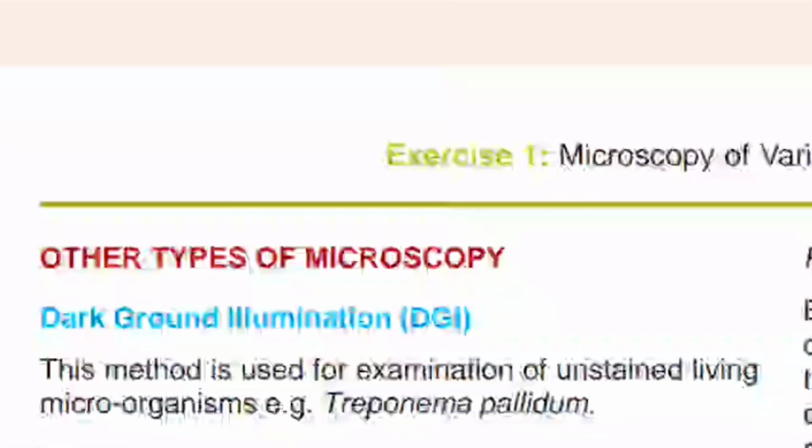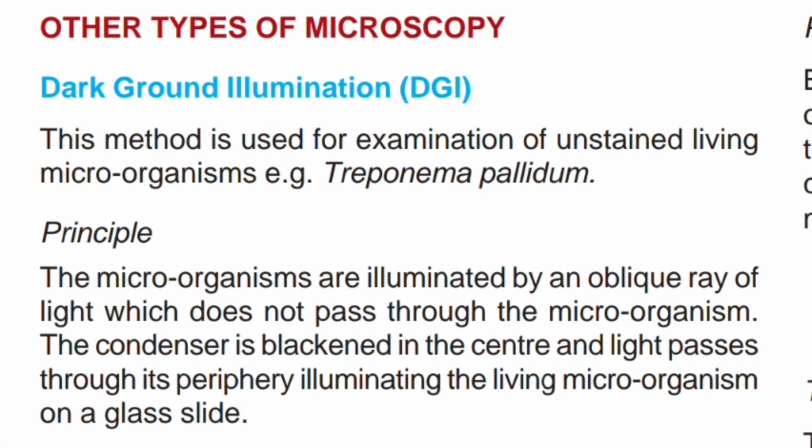Other type of microscopy: dark ground illumination (DGI). This method is used for examination of unstained living microorganism, example Treponema pallidum. Principle: the microorganisms are illuminated by an oblique ray of light which does not pass through the microorganism. The condenser is blackened in the center and light passes through its periphery, illuminating the living microorganism on a glass slide.